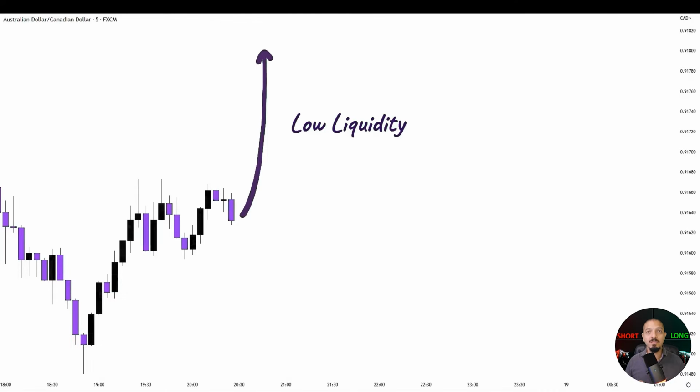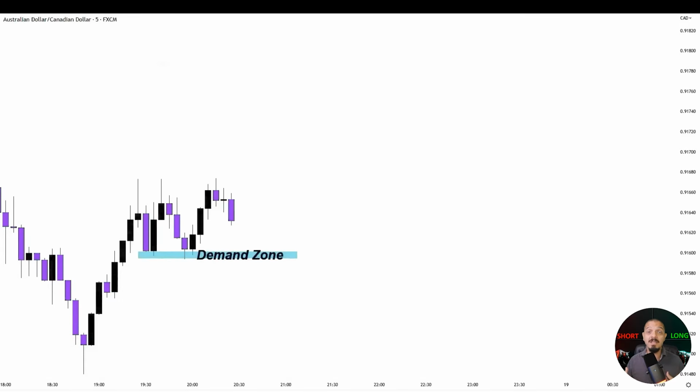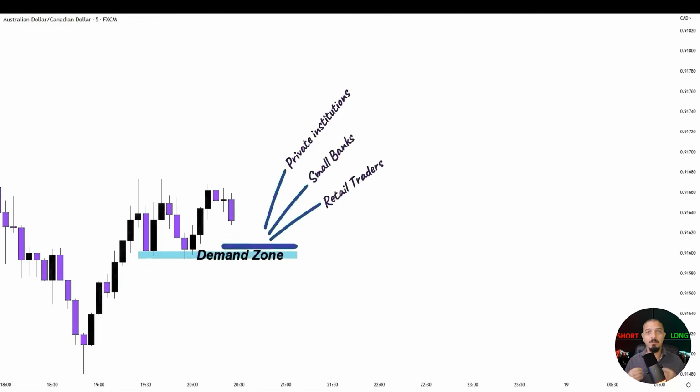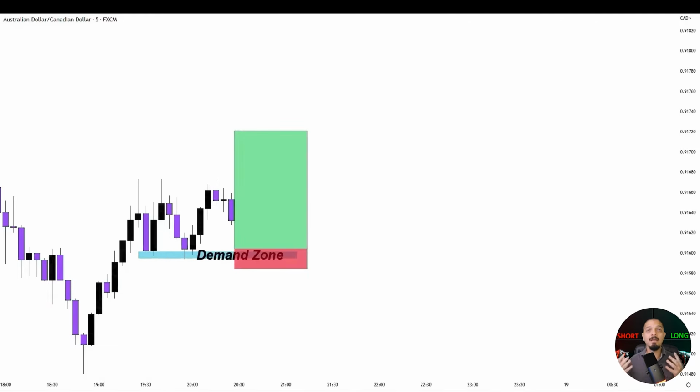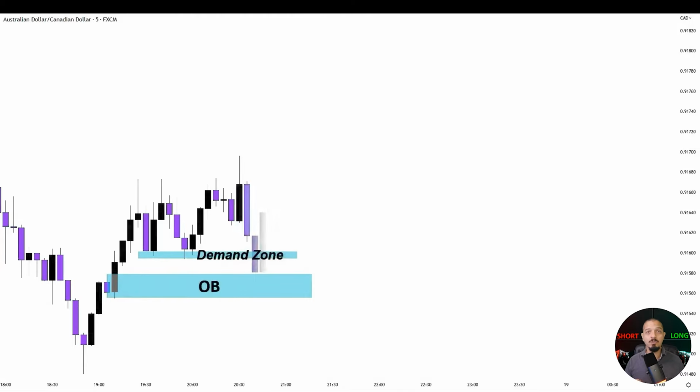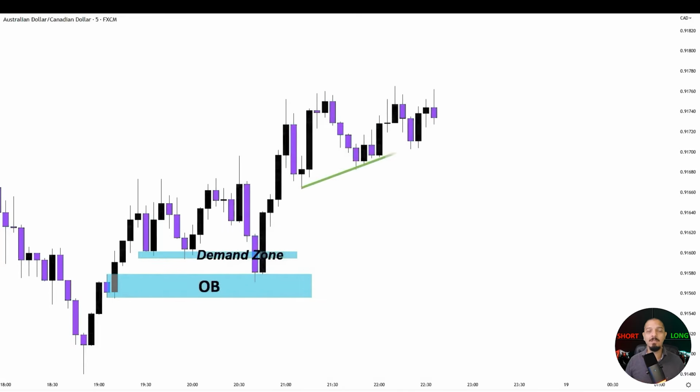So the real question is, where is that liquidity hiding? Liquidity exists where retail traders enter the market. For example, if price reaches a demand zone, buyers step in. Not just retail, but also small banks, private institutions, and more. When they enter long positions, their stop losses are sell orders. That places the liquidity just below the demand zone, setting the perfect stage for big players to grab it, triggering a sharp move upward.